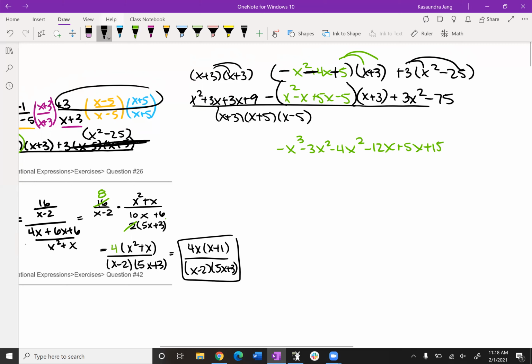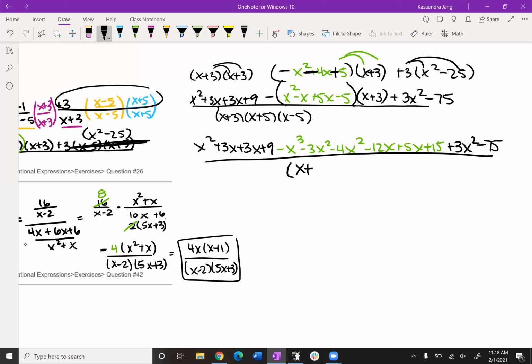I still have this first bit here. I still have my x squared plus 3x plus 3x plus 9. I still got this last part, the 3x squared minus 75. Whew. And over my common denominator still, the x plus 3 times x plus 5 times x minus 5. Okay, so last but not least, let's combine some like terms. There's no more parentheses in the numerator anymore. That's kind of nice. So I'm going to go from the highest exponent to lowest exponent. I think the highest exponent is this guy, the negative x cubed. And I don't see any other x cubed, so that's just going to say negative x cubed.